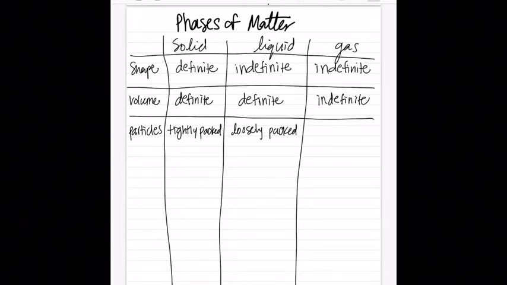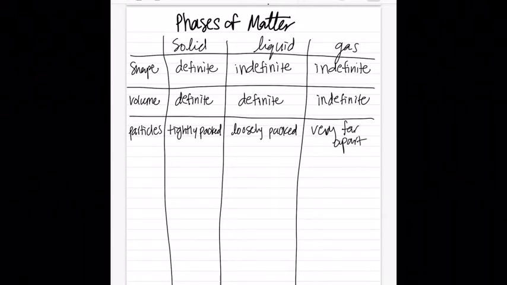And then when we get to gas, they are very far apart. So in a gas, you've got a lot of distance between your particles. That's the reason why the shape of a gas is indefinite, because there's so much room between the particles, they can kind of move and do whatever they want. But in a solid, because those particles are so tightly packed, that's the reason why it has a definite shape, because they're so close together, they don't have room to move.